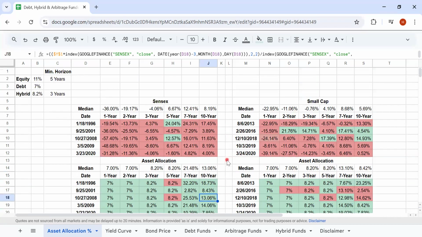Let's say 2008, the global financial crisis. Somebody had a goal in the year 1998 and they invested in October of that year. Just 3 years before this, in 2005, had they removed their money and kept it in a conservative hybrid fund, their annualized return would have been around 13%. They would have happily met their goals, right?